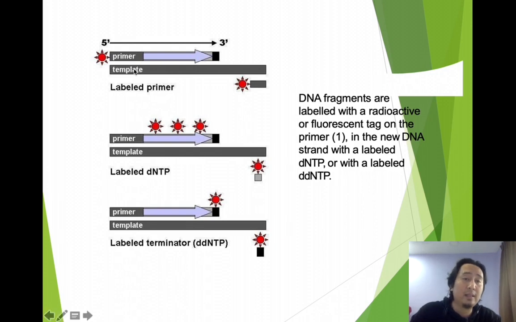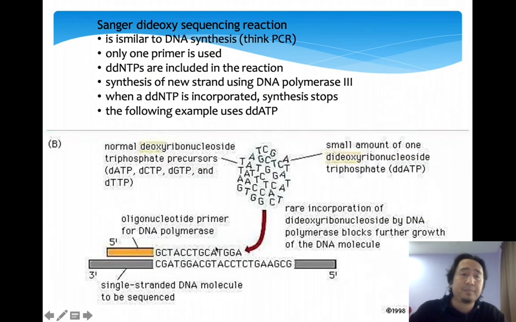Okay, you can either label your primer, or label your dNTP, or label your terminator ddNTP. Either way you can do. Right. Sanger sequencing reaction is similar to DNA synthesis. Think of PCR, right? Because we need DNA polymerase and chain elongation. Only one primer is used, of course, only the forward primer. ddNTPs are included in the reaction, with synthesis of the new strand using DNA polymerase.